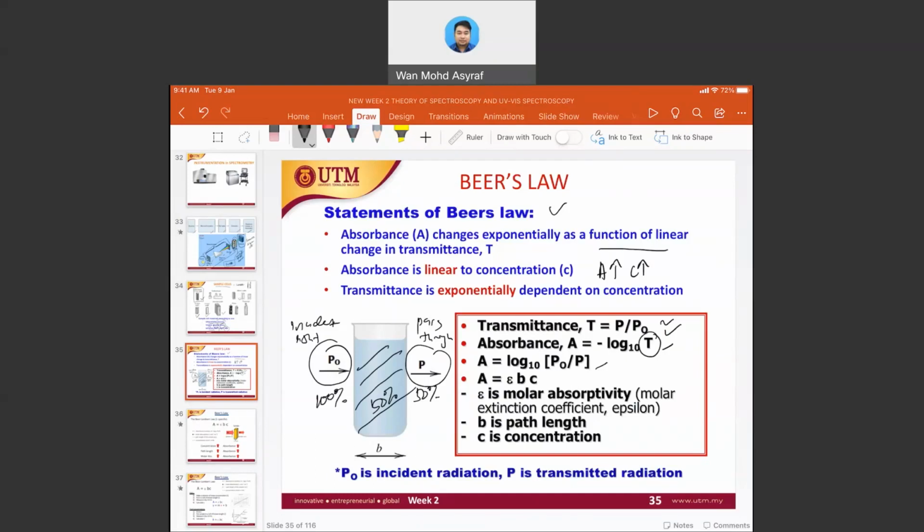So Beer's law stated that absorbance will be equal to molar absorptivity times path length times concentration. This is Beer's law. Path length is the size of the cuvette, and the size of the cuvette can vary. For example, we can have 1 millimeter or 5 millimeter or 20 millimeter, depending on the cuvette. And then C is the concentration of your sample. So this is Beer's law. As I said, you need to know this Beer's law by heart. It's very important.